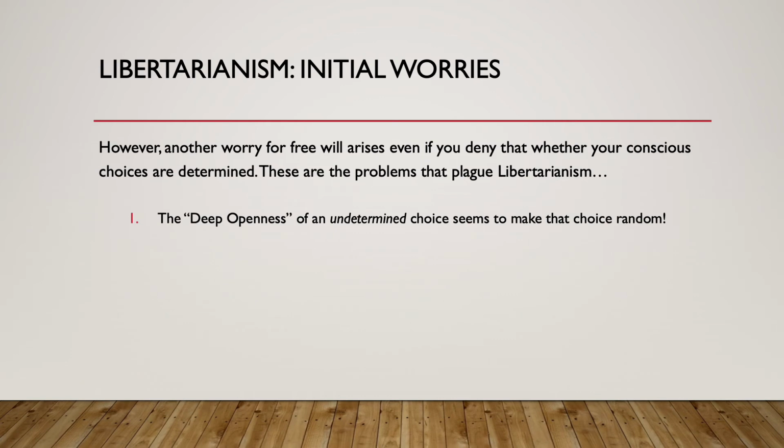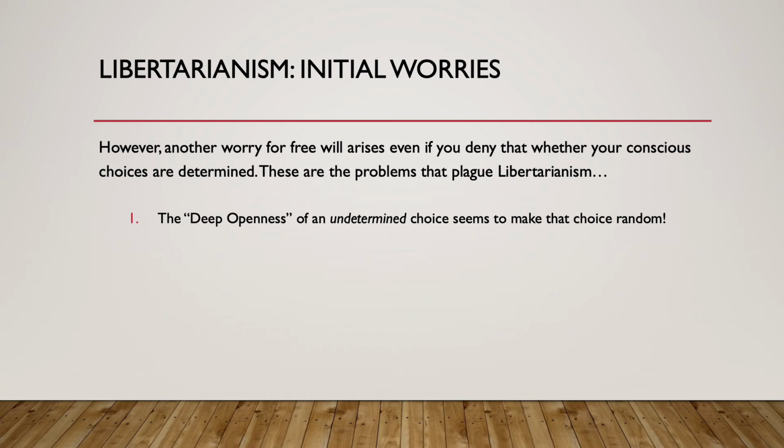If you say that our decisions have this kind of deep openness, where the choice is undetermined, it looks like that makes your choice random, because it says everything could be exactly the same leading up to your decision. The brain activity could be exactly the same. Your thoughts could be exactly the same. Your mood could be exactly the same. The reasons, pro and con, for making that decision could be exactly the same. But sometimes you might say yes, sometimes you might say no.